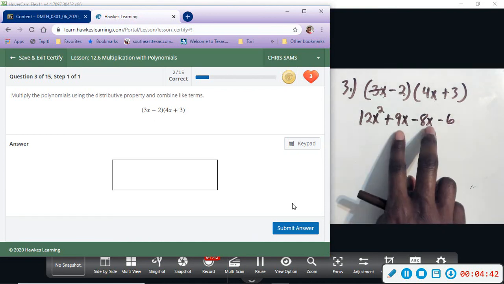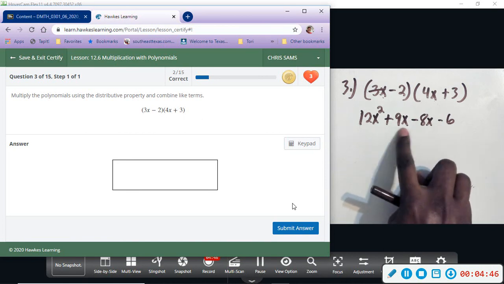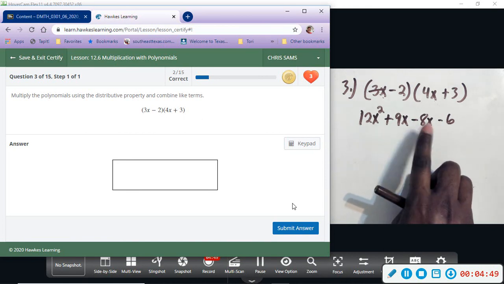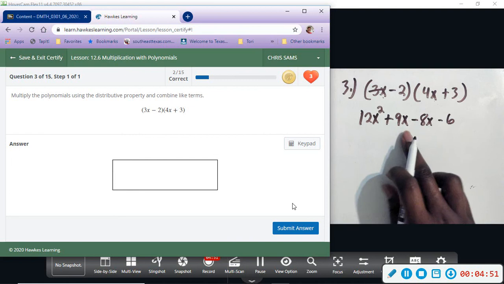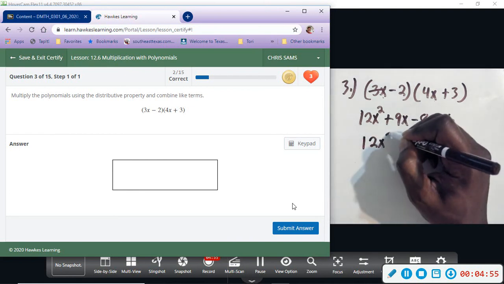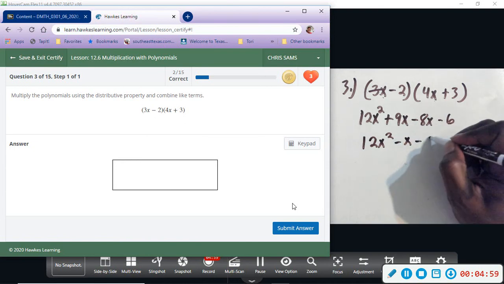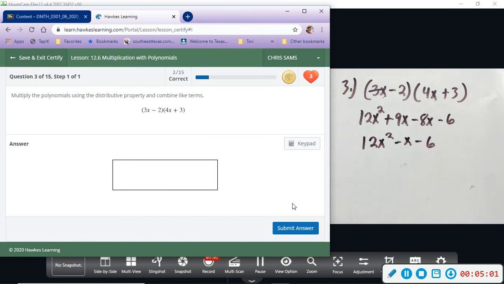Okay, so in the middle we have like terms. This one's positive, this one's negative. So you will subtract, and 9 take away 8 will give you 1. So we'll be left with 1x. So we have 12x squared minus x minus 6.